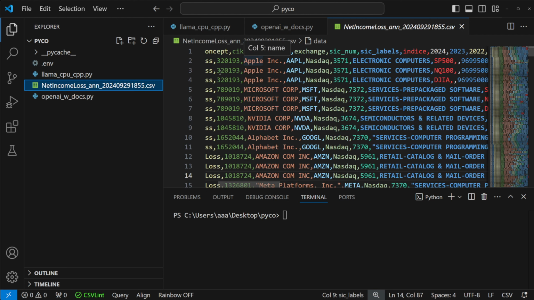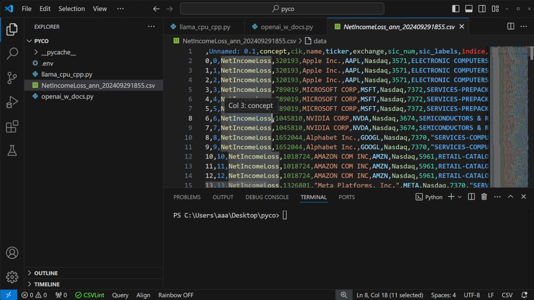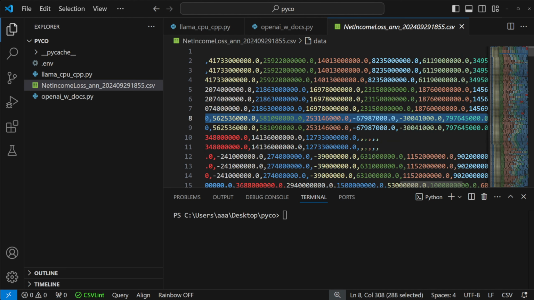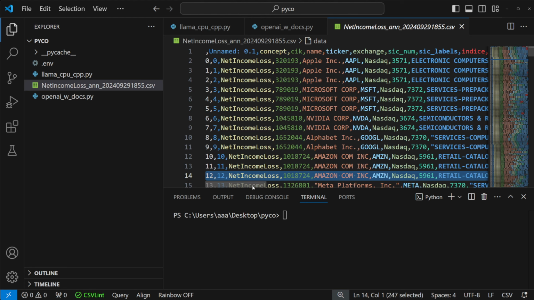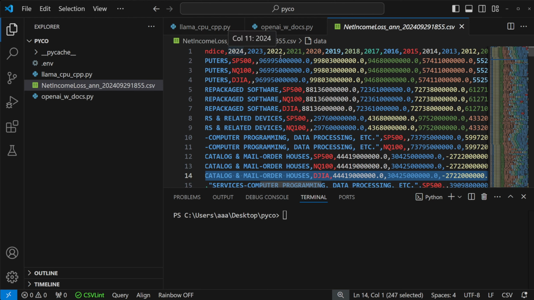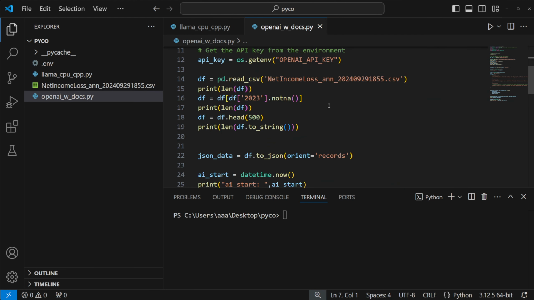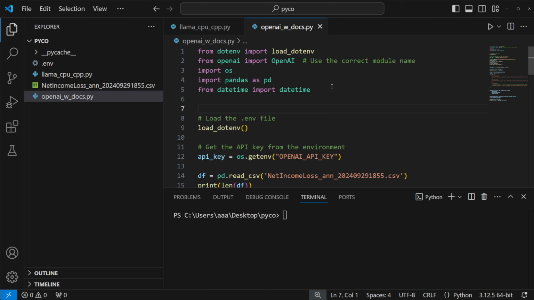So you can see I've got net income loss, so it's the profit. I've got a bunch of stuff about whatever company it is, and then values for every year's profit or loss. So you can see the years up here. So that's all real good. Anyways, that's our data set. So let's close that up. Let's just take a walk through what we're doing here.